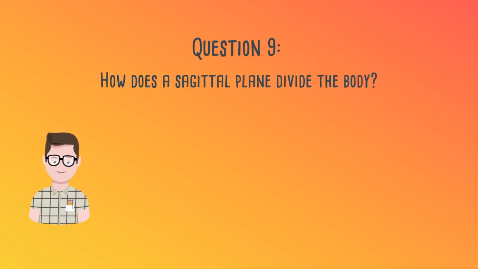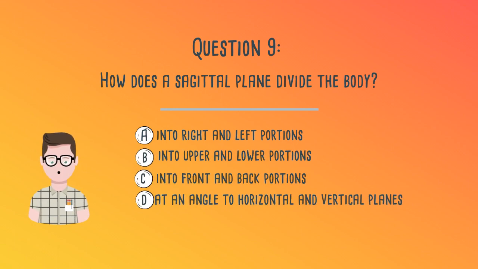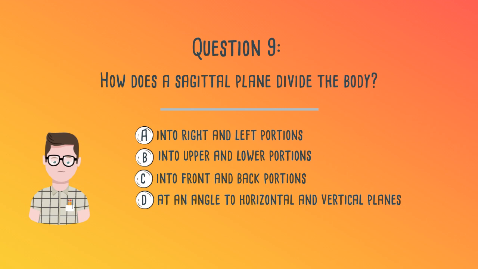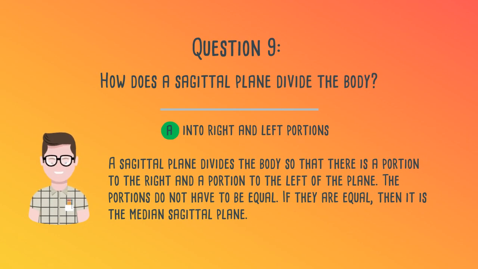Question 9. How does the sagittal plane divide the body? A. Into right and left portions, B. Into upper and lower portions, C. Into front and back portions, or D. At an angle to horizontal and vertical planes? The correct answer is A. A sagittal plane divides the body so that there is a portion to the right and a portion to the left of the plane. The portions do not have to be equal. If they are equal, then it is the median sagittal plane.